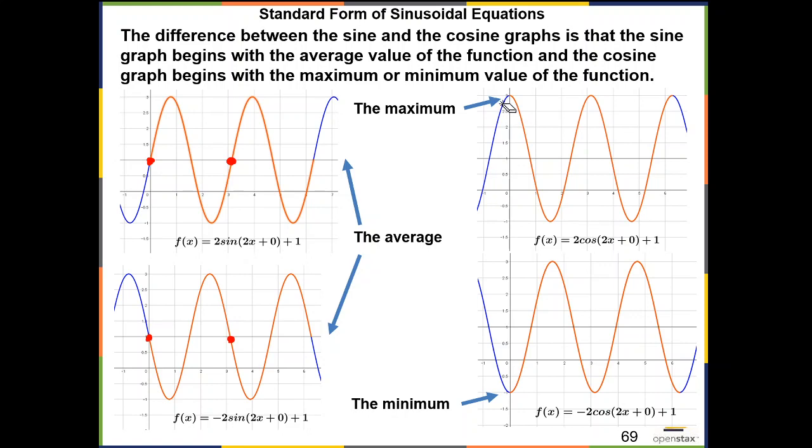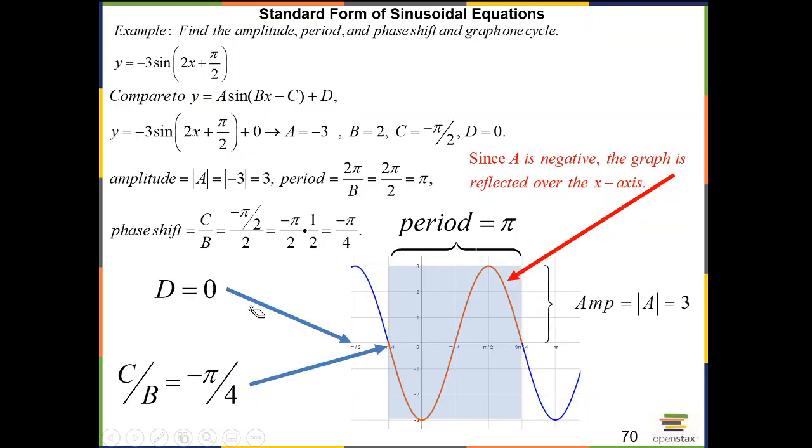But cosine, on the other hand, either you start from max and then go back to max, or you start from min and then you go back to min in one cycle. So these structures are used in application problems. And I'm going to review these one more time a little bit.